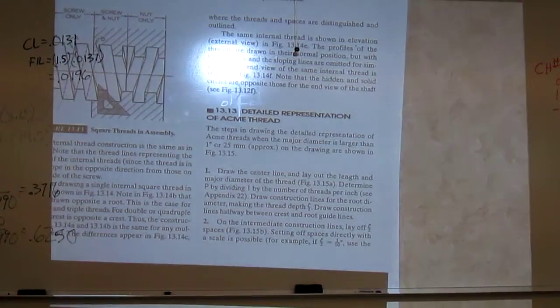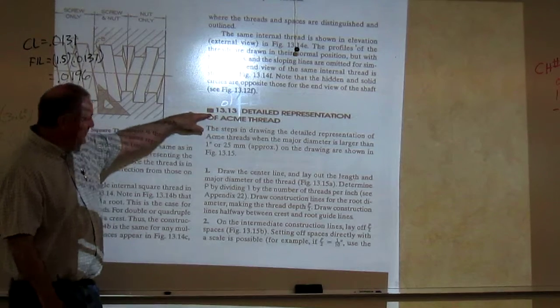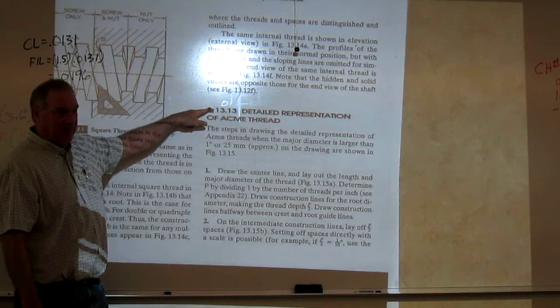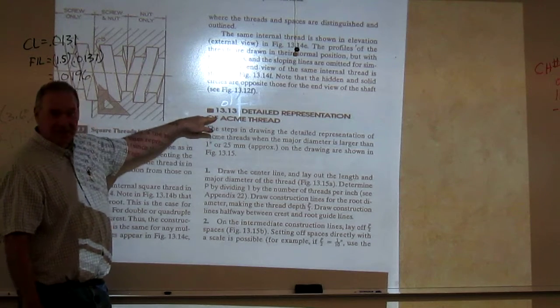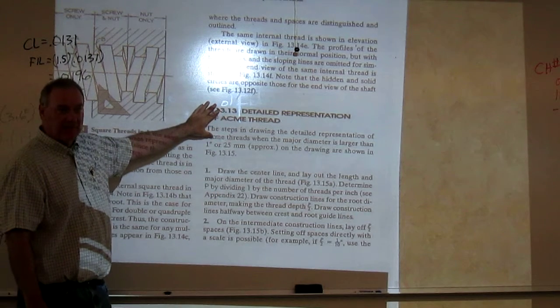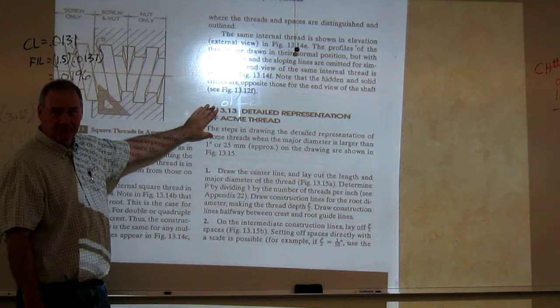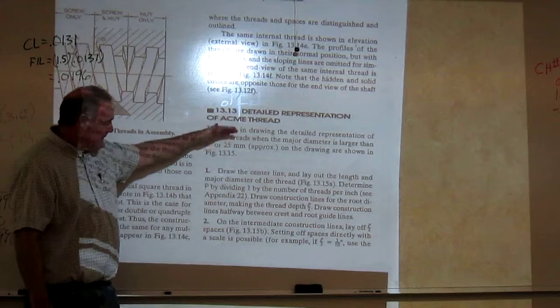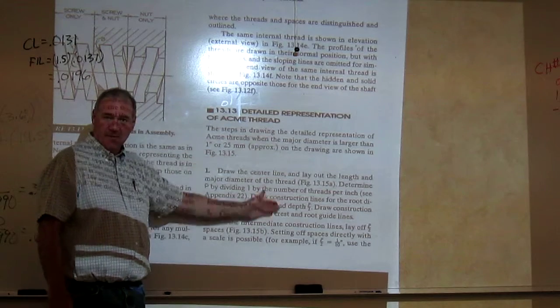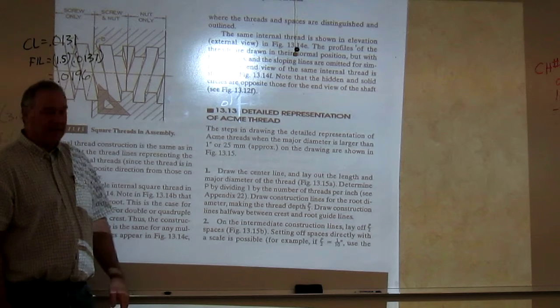This is listed in your original packet: to draw the worm thread, go to this chapter and follow this example. This is on page 391. Detailed representation of an Acme thread. This is a power thread, right? An Acme thread is a power thread, multiple direction. So we're going to follow this example as we move through here. So look on page 391.